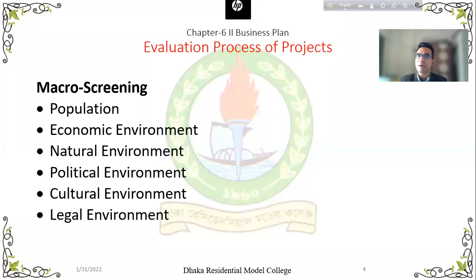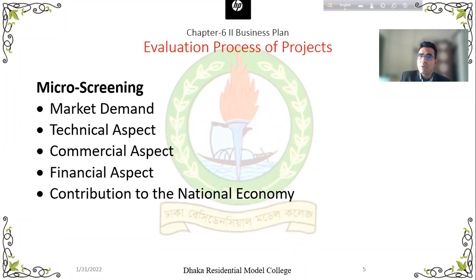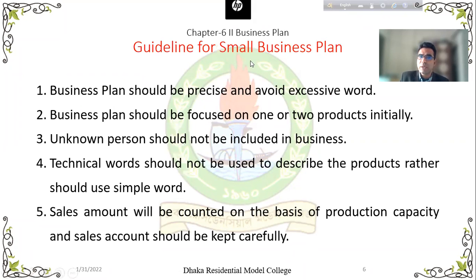But if you want to establish small and medium and large enterprise, মাঝারি এবং বৃহৎ যে সকল শিল্প প্রতিষ্ঠান রয়েছে, এই শিল্প প্রতিষ্ঠানের যদি কোনো প্রজেক্ট তুমি সিলেক্ট করতে চাও, then you will follow these two screenings, macro screening and micro screening. But if you establish a small business, you don't have to follow this macro screening and micro screening. This is not important for a small business. So how will you establish a small business, and which guidelines should be followed?